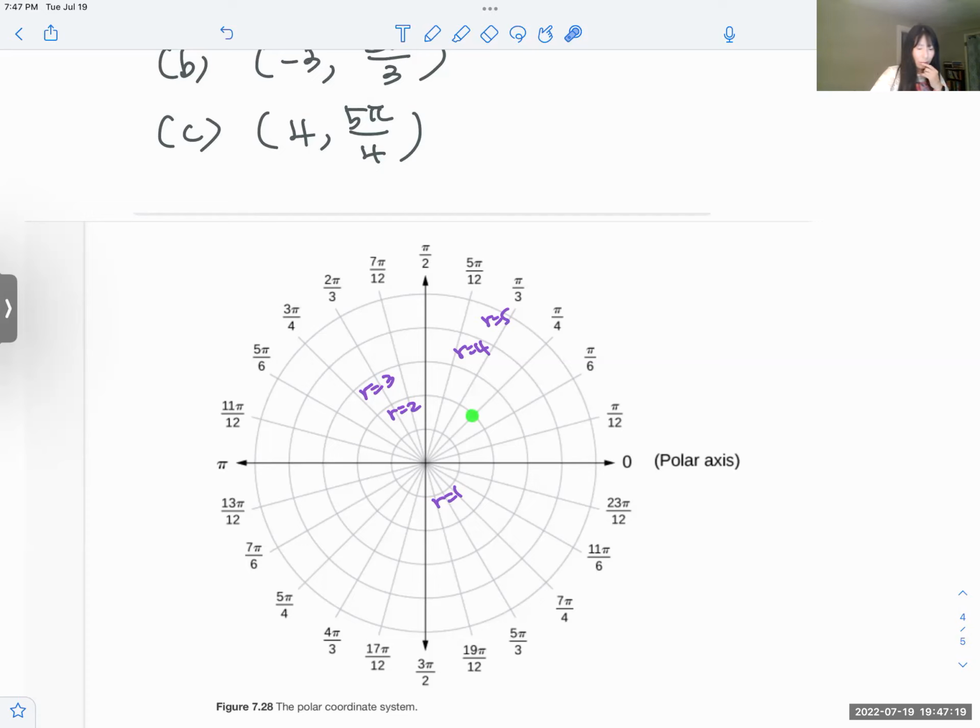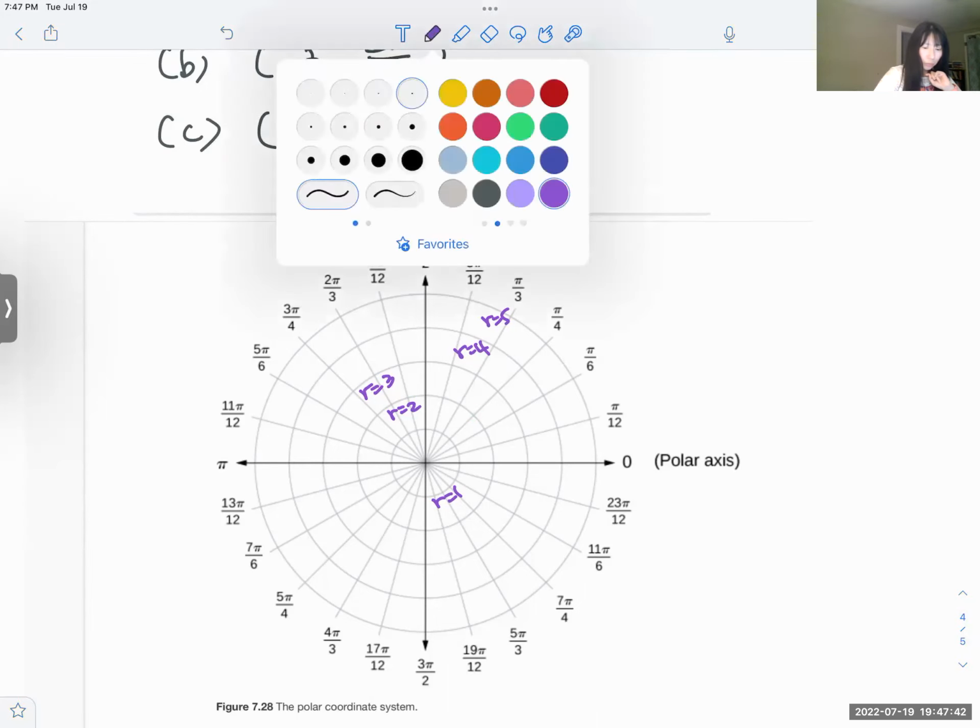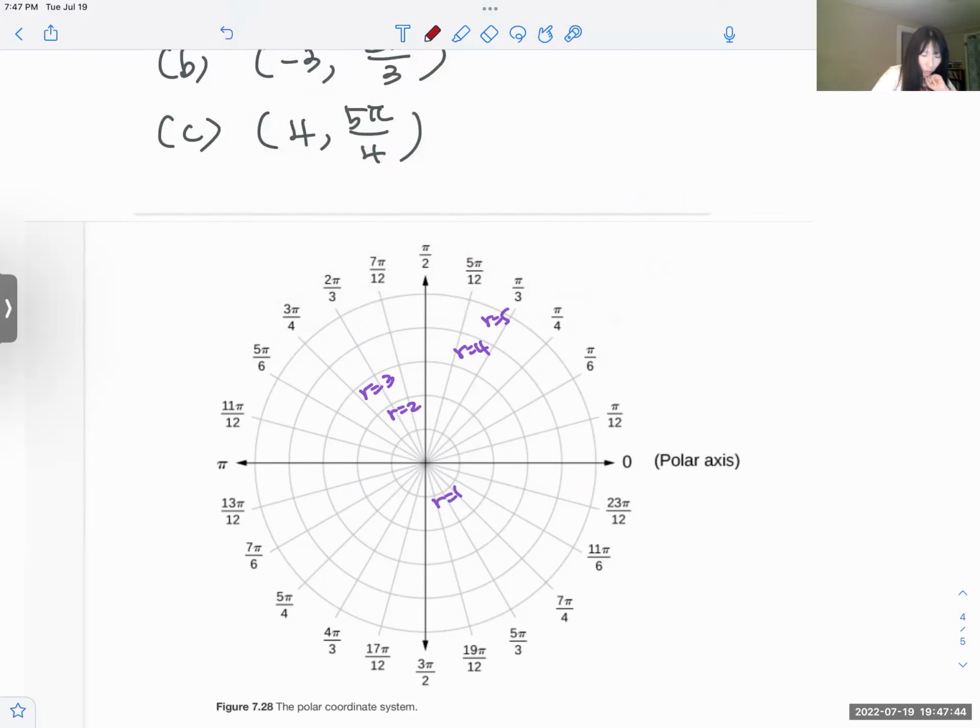This will be 2, because the radius is 2, and pi over 4. So that is the point I want to plot. Normally we measure the angle like that, but then we plot the point. So this will be the point. Let me write it down: this is (2, pi over 4).